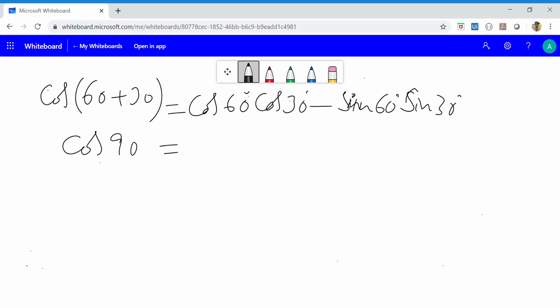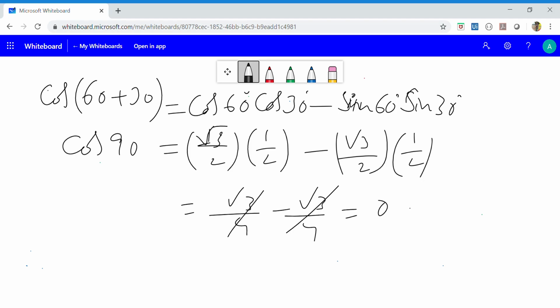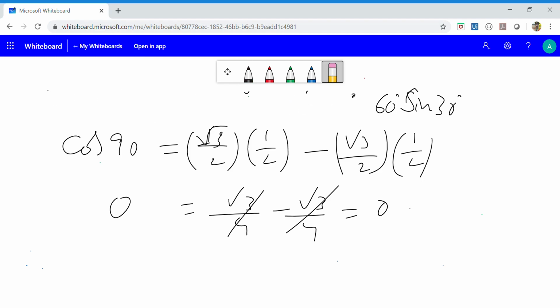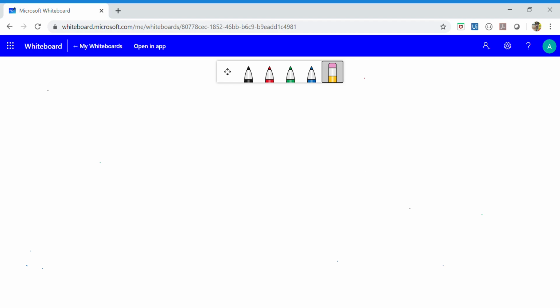Cos 60 is 1 by 2, cos 30 is root 3 by 2, minus sin 60 is root 3 by 2 and sin 30 is 1 by 2. So both get cancelled. Root 3 by 4 minus root 3 by 4 is nothing but 0. So cos 90 is 0. Cos 90 value is also 0. So 0 is equal to 0. Yes, it is true. And that's why cos of A plus B is equal to cos A cos B minus sin A sin B.